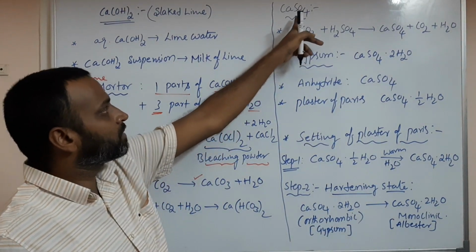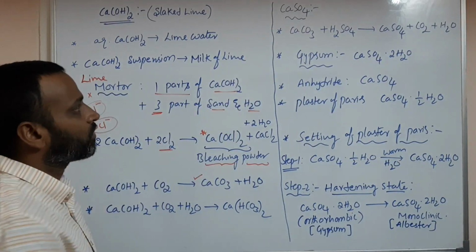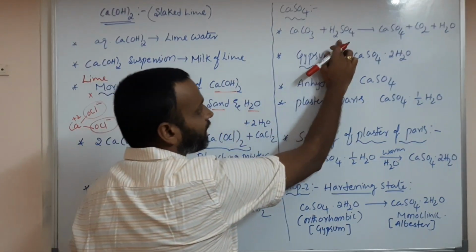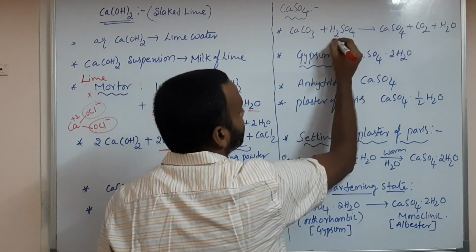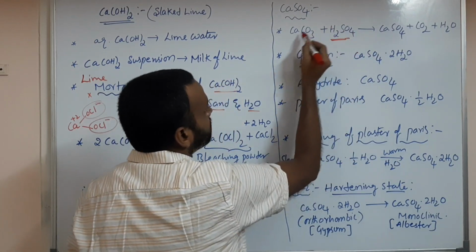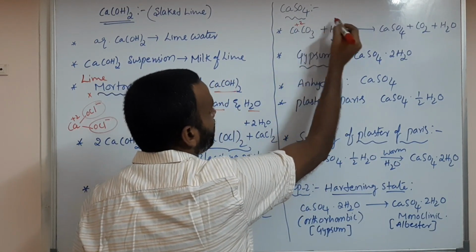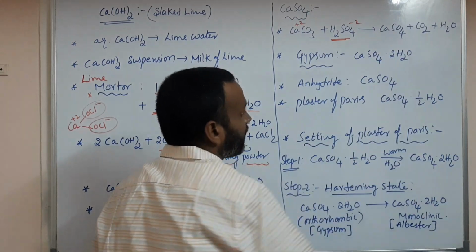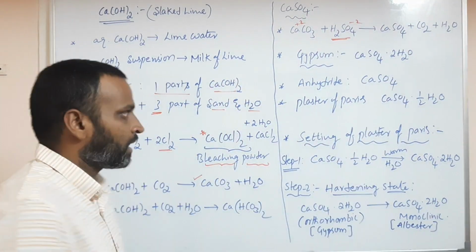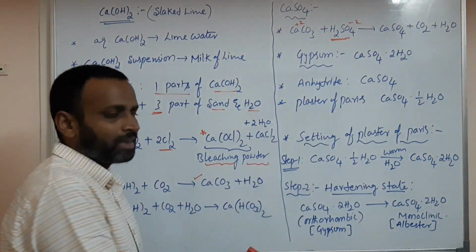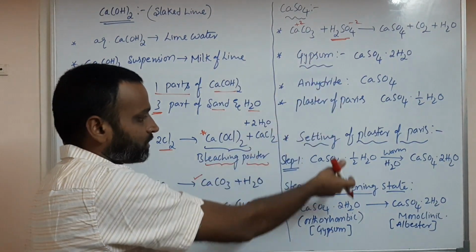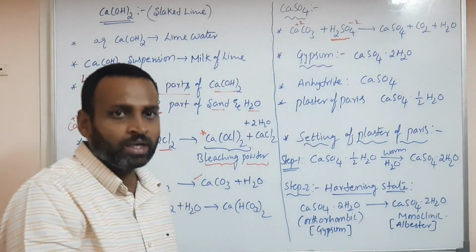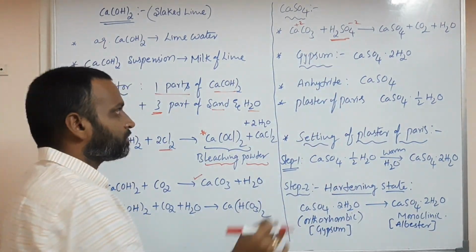Next, calcium sulfate, CaSO4. Calcium carbonate reacts with sulfuric acid, which is very simple. Calcium is plus 2 and sulfate is minus 2, and then you will get calcium sulfate, CaSO4. Very simple, and we have to remember these formulas. That's why I wrote them before, to avoid wasting time.